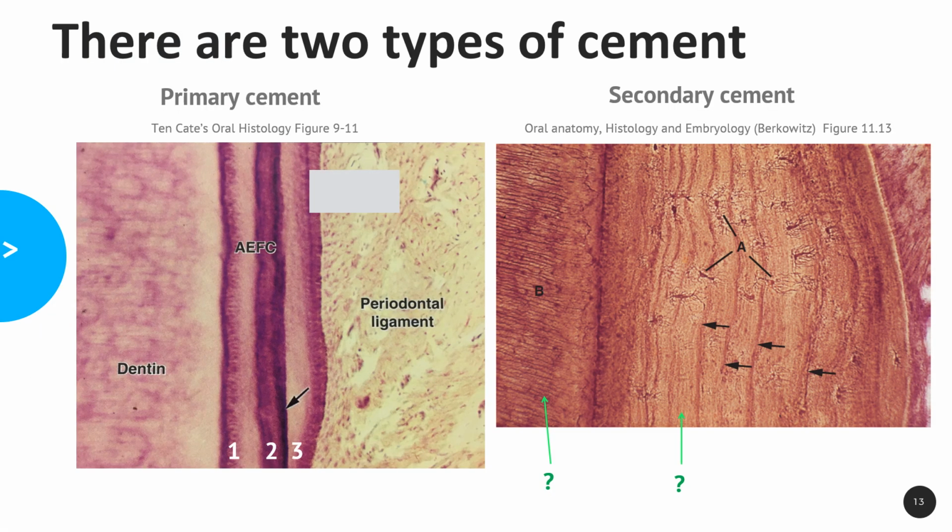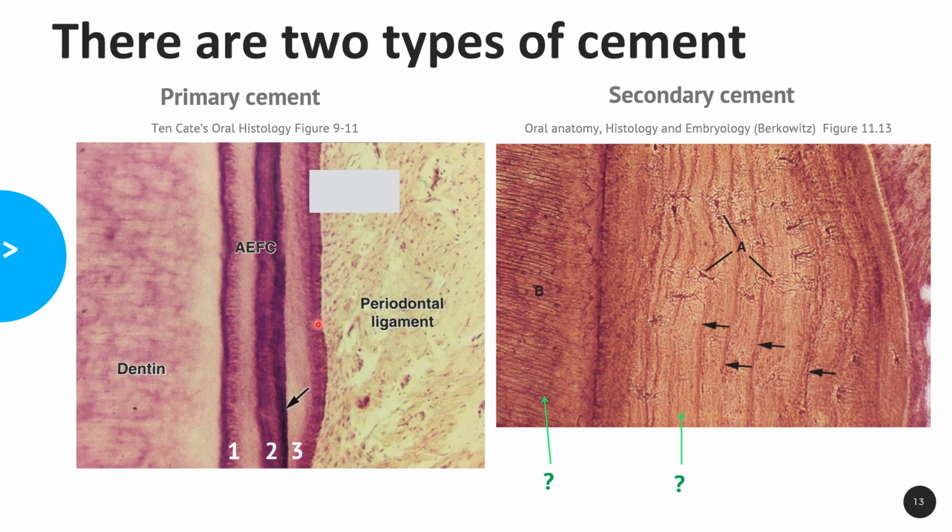We can see the difference between these two types of cement if you look under the microscope. So again, dentine on the left, PDL on the right, acellular external fiber cement. The other parts of the name will become more obvious when you get more into the formation of cement, the process. This is the picture you saw before, so these are the striations of primary cement formation.